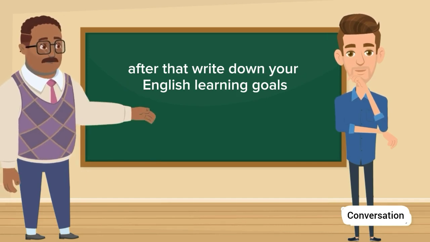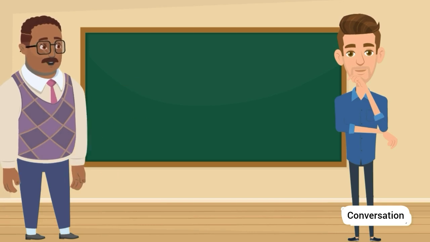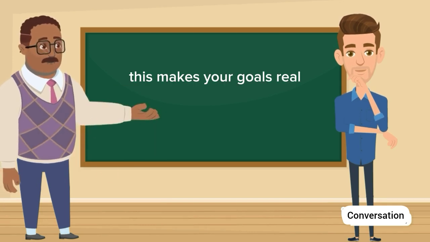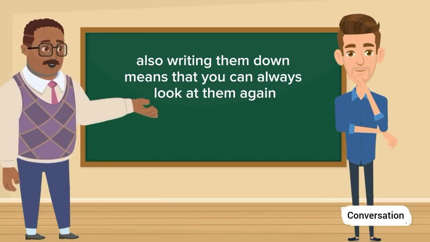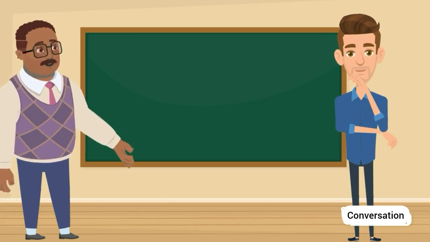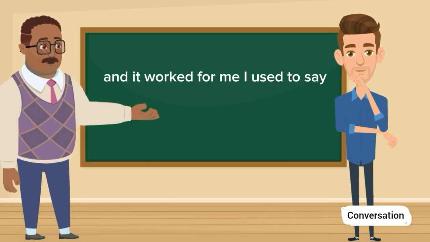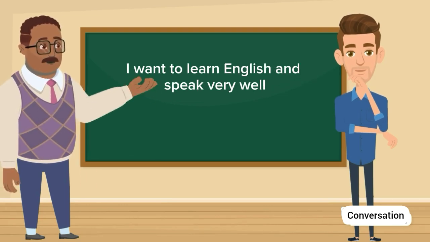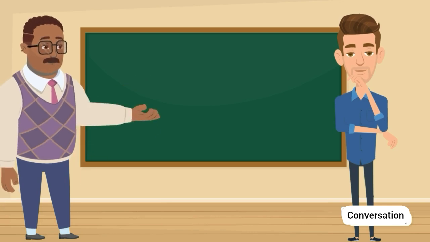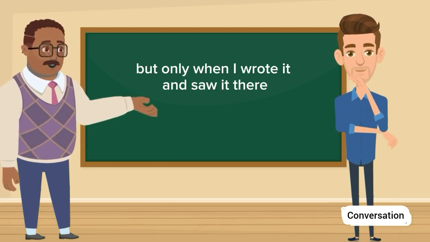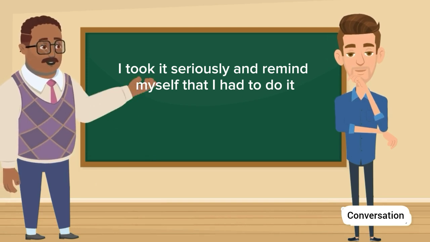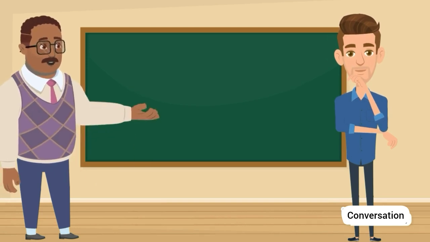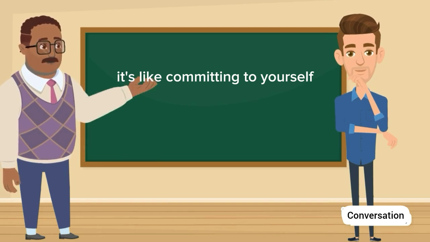After that, write down your English learning goals. This makes your goals real. Also, writing them down means that you can always look at them again. And it worked for me. I used to say, I want to learn English and I speak very well. But only when I wrote it and saw it there, I took it seriously and reminded myself that I had to do it. It's like committing to yourself.